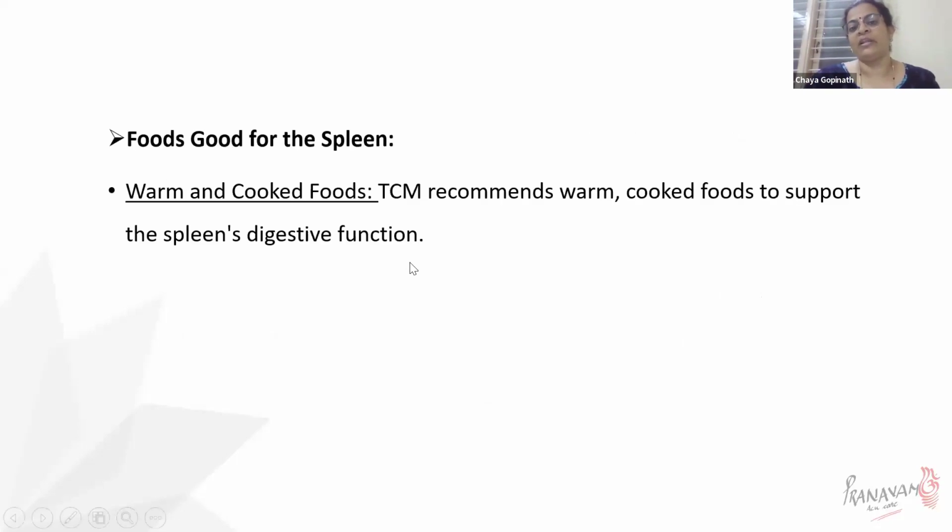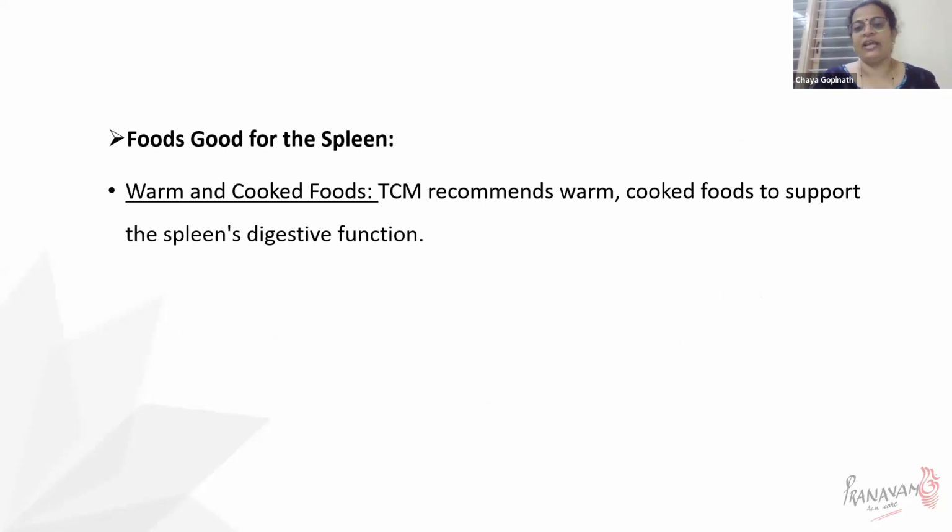Yes. What foods are good for the spleen? Again, warm and cooked foods. This is going to help in increasing the circulation, and they are easily digestible foods. When these foods are already cooked, they're easily digestible and the nutrients are in a ready absorbable form. So obviously the load and the work on your spleen is reduced.